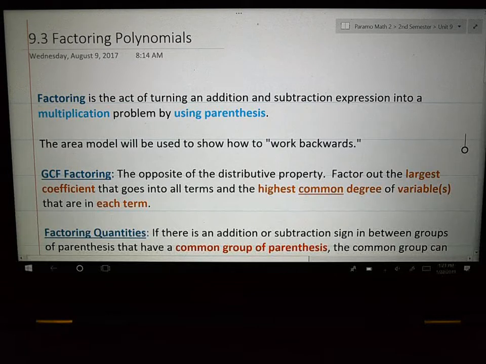There are a variety of different techniques that you can use to factor. You're going to learn several of them. But first and foremost, you just have to know factoring is turning things into multiplication. Things that are being added and subtracted, if you can put it in parentheses and make something multiply it, you've now factored it. That's what our goal will be.